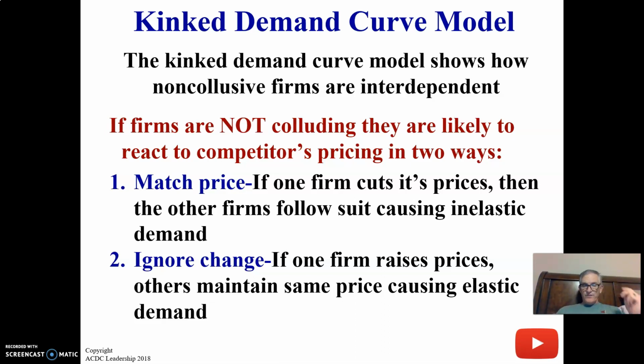Okay? If one firm raises their price and the others keep their price down, then this might cause elastic demand because across the street, Zach decided he was going to take the price of his widgets way up. All of a sudden, the demand for my widgets changed because I didn't raise my price, right? I ignored what Zach did, and I stuck with my own pricing, and all of a sudden the demand for my product ends up changing. So that's the two scenarios.